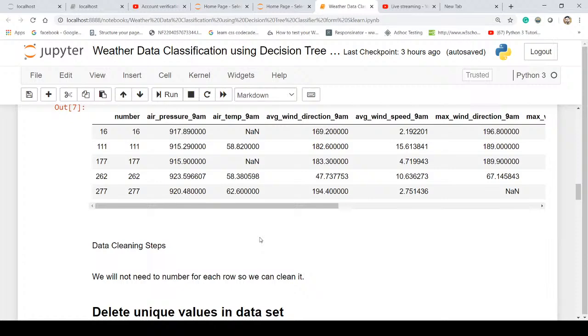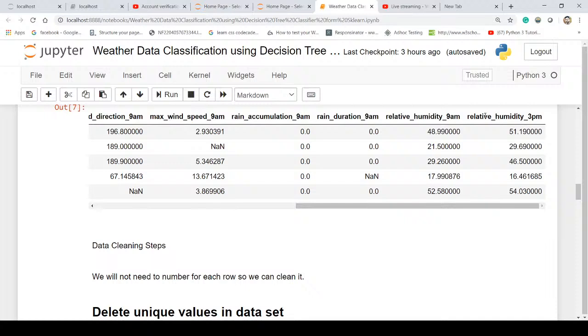I want you to have a look at this data. This is relative_humidity_3pm. If you can see in this data, the values are around 51.19% humidity, 29, 46, 16, 54, and so on. And it can be many.